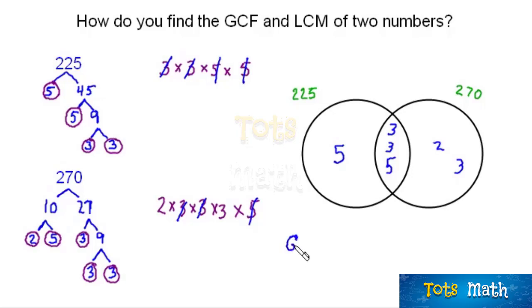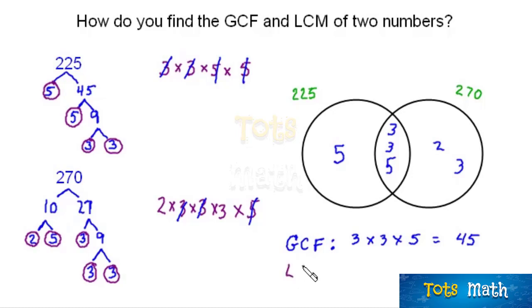Now the greatest common factor is the product of the numbers that are in this overlap area. So that would be 3 times 3 times 5. 3 times 3 is 9, and 9 times 5 equals 45. What this means is that 45 is the largest number that will divide evenly into 225 and into 270.